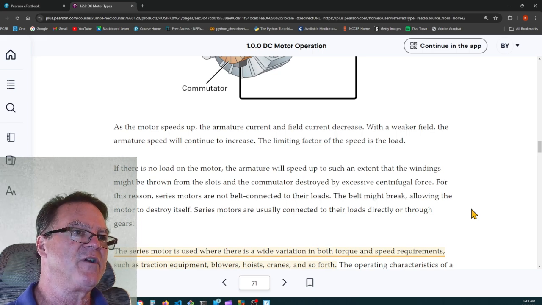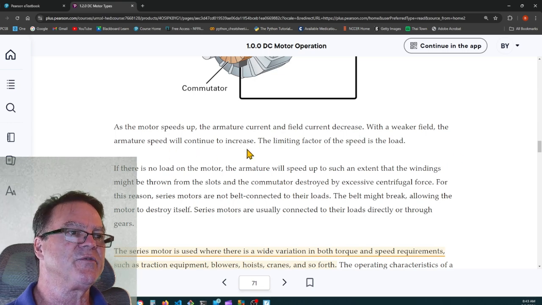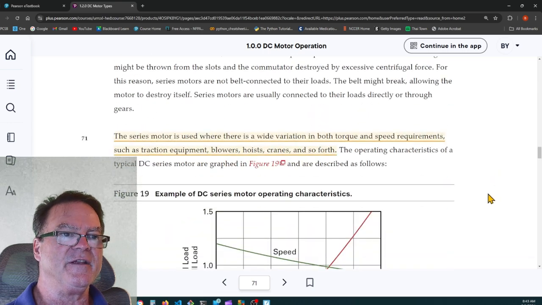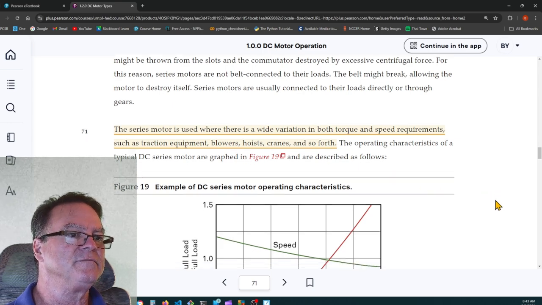As the motor speeds up, the armature current and field current decrease. With a weaker field, the armature speed will continue to increase. The limiting factor of the speed is the load. And then here's a highlight. It says the series motor is used where there's a wide variation in both torque and speed requirements, such as traction equipment, blowers, hoists, cranes, and so forth.